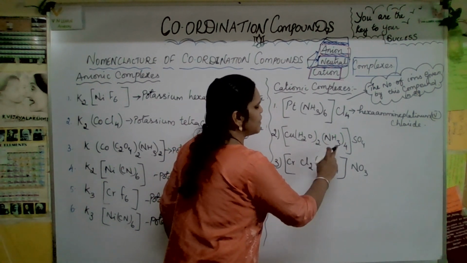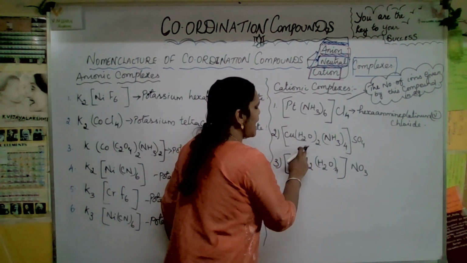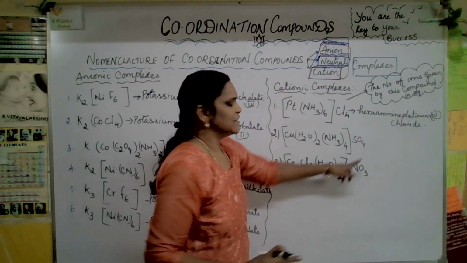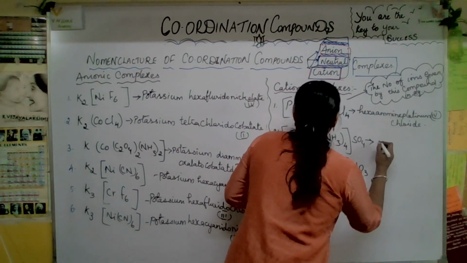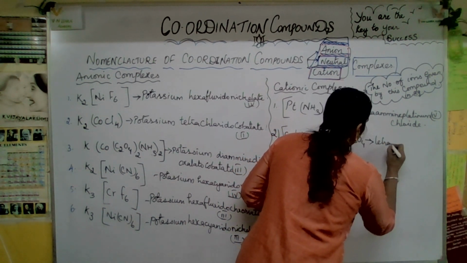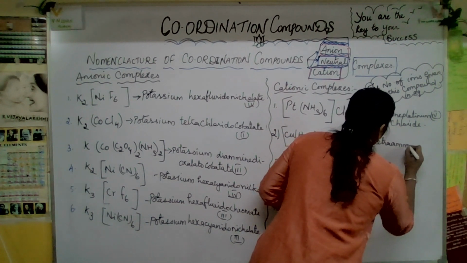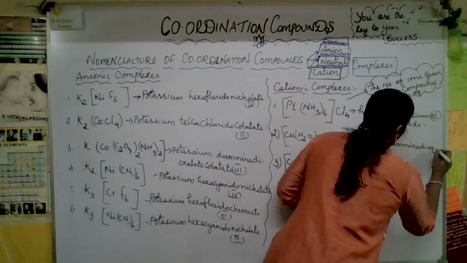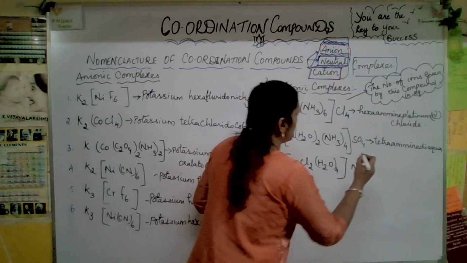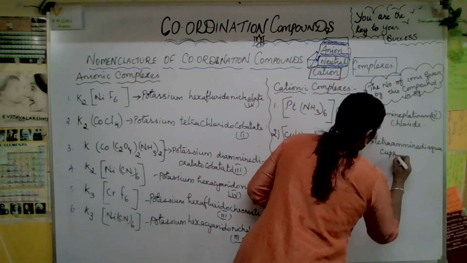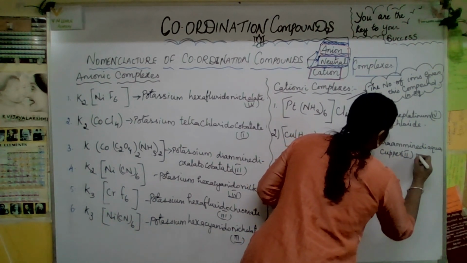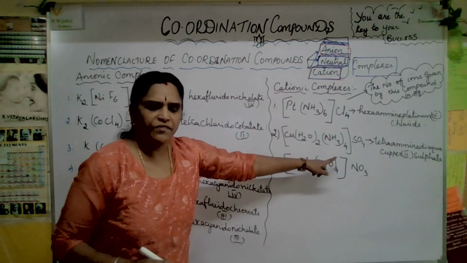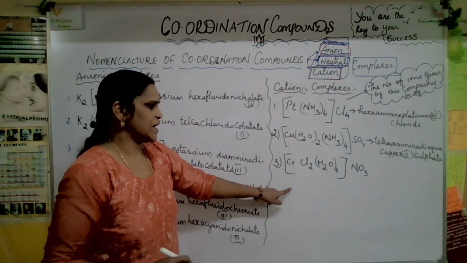Here, how do we identify tetramine diaqua copper 2 sulfate, right? Tetramine, diaqua, copper 2 sulfate. Hope you're clear with this, how to write the name. Next one.